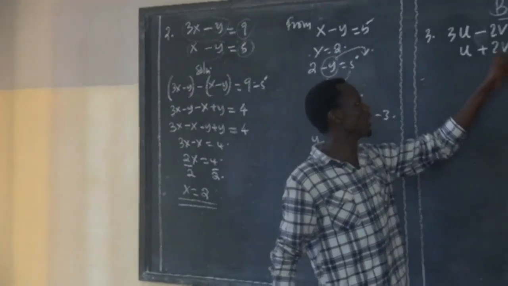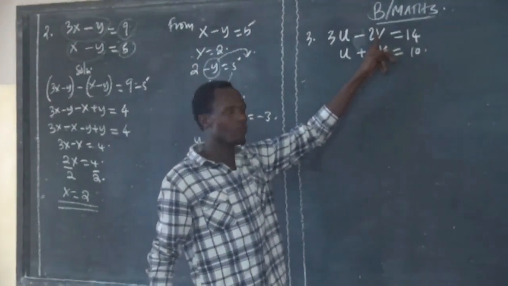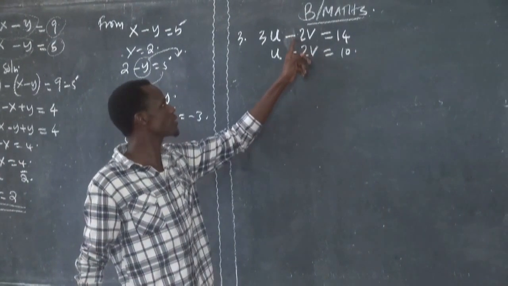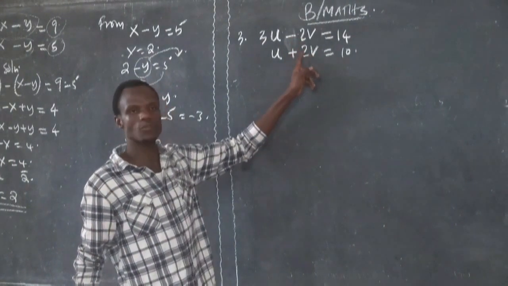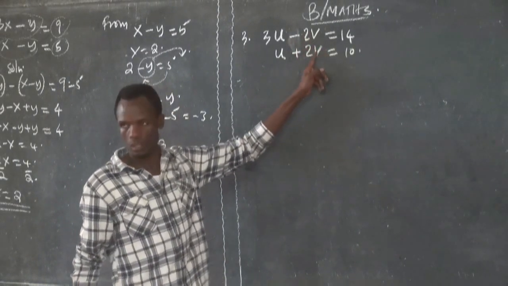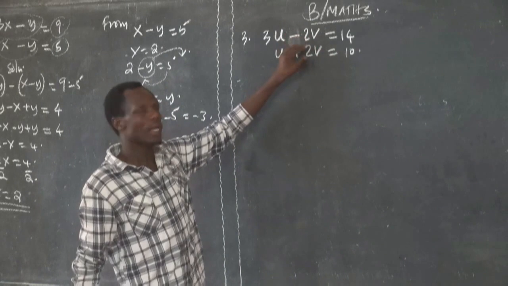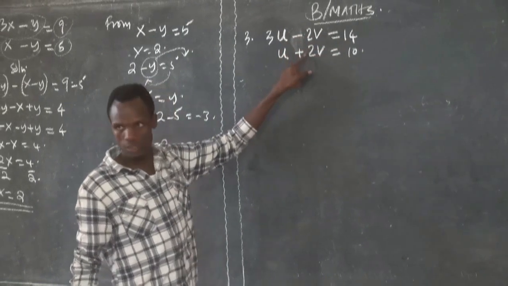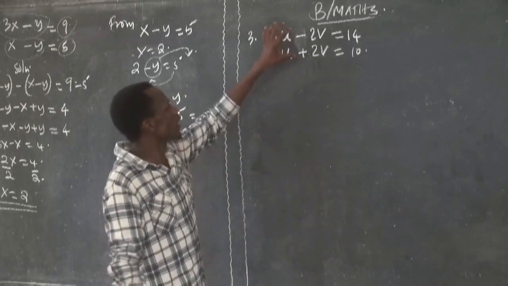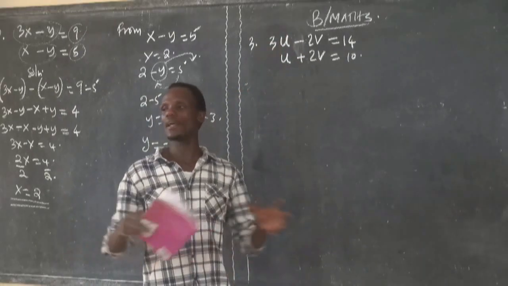We have 2v, 2v. But what is the difference? Signs. Signs are different. Now you can see, we have negative 2, we have positive 2. But all in all, we have 2v, 2v. Sasa, ukikuta sasa, there is negative and there is positive. Badala ya subtract the equation, instead of subtracting the equations, you add them.